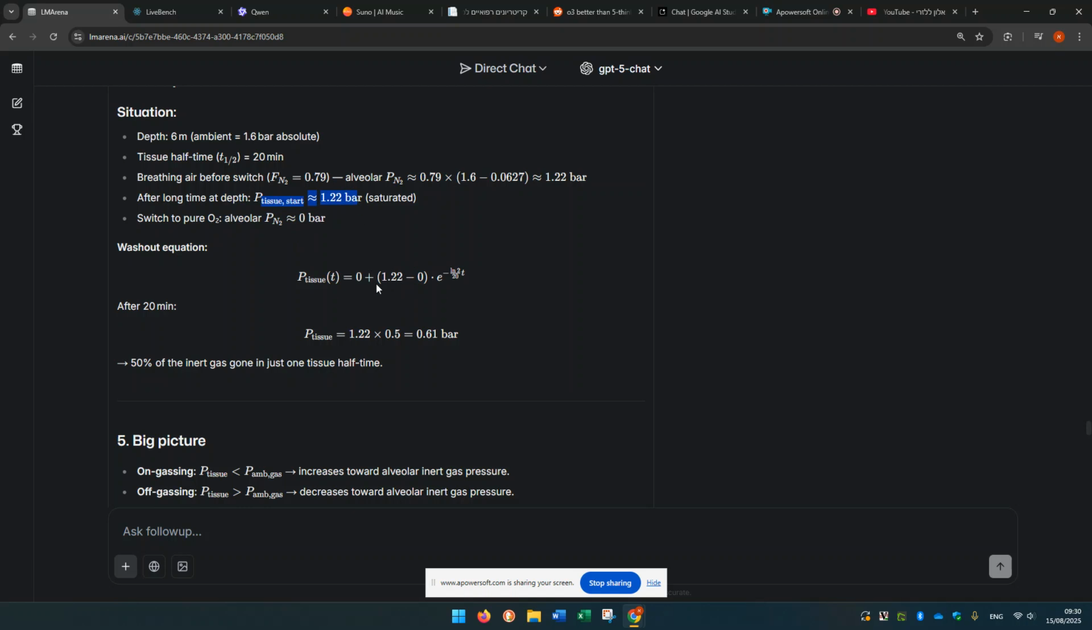We had a starting partial pressure of 1.22 bar times e to the minus ln 2 divided by the half-life of the compartment, which we said is 20 minutes, times the time we are waiting in the decompression stop. For example, if we wait 20 minutes, we'll get this value. Namely, we reduced the partial pressure of the gas in this tissue to 0.61 bar because we did a decompression stop at 6 meters using oxygen for 20 minutes.